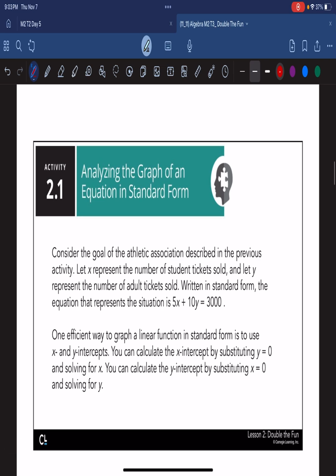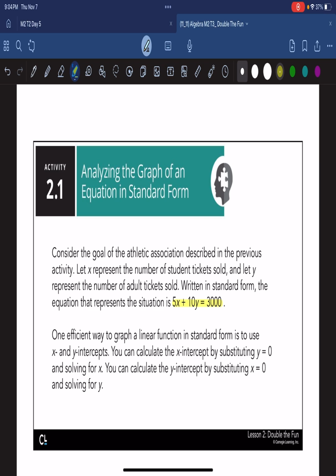For 2.1, we're going to analyze the graph from an equation in standard form. Consider the goal of the athletic association described in the previous activity. Let x represent the number of student tickets sold, and let y represent the number of adult tickets sold. Written in standard form, the equation that represents the situation is 5x plus 10y equals 3,000. This is the equation that we just created.